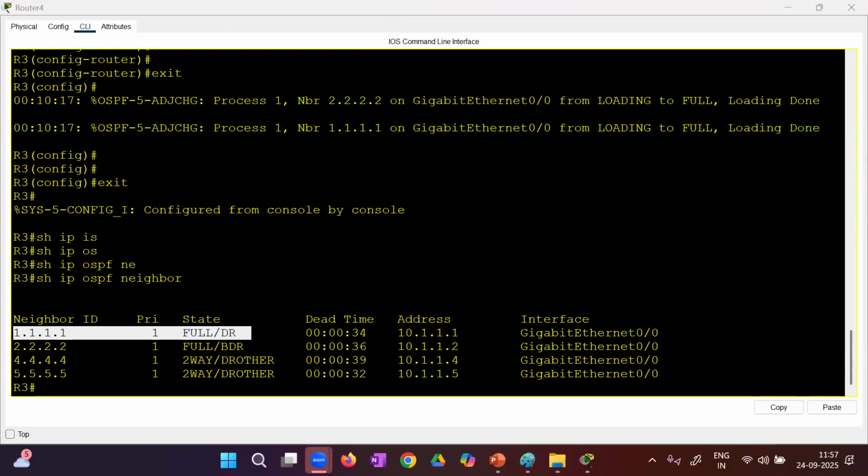Very simple question I'm asking. It is telling that the router with ID 1.1.1.1 is the DR. Is it correct or wrong? If wrong, why is it wrong?